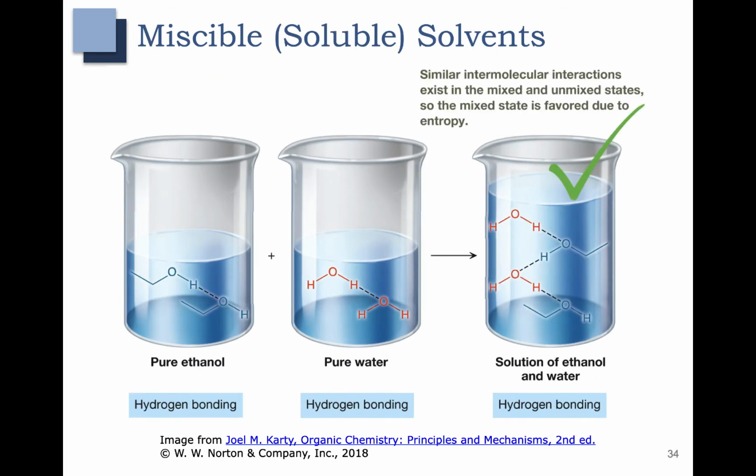Now let's take a look at two miscible or soluble solvents. Ethanol is shown over here on the left. Ethanol can do hydrogen bonding, and that's its key intermolecular interaction. And here's water again. As I mentioned on the previous slide, hydrogen bonding is the most important or significant intermolecular interaction for water. So if you mix ethanol and water, you would get a solution where the water molecules can be hydrogen bonding with ethanol and ethanol can be hydrogen bonding with water. So these would mix perfectly and you'd end up with a solution.